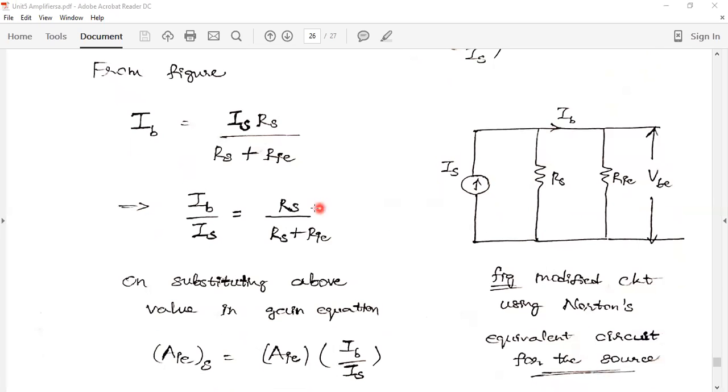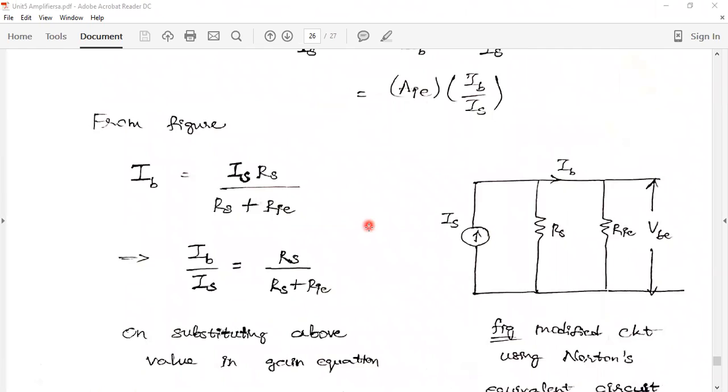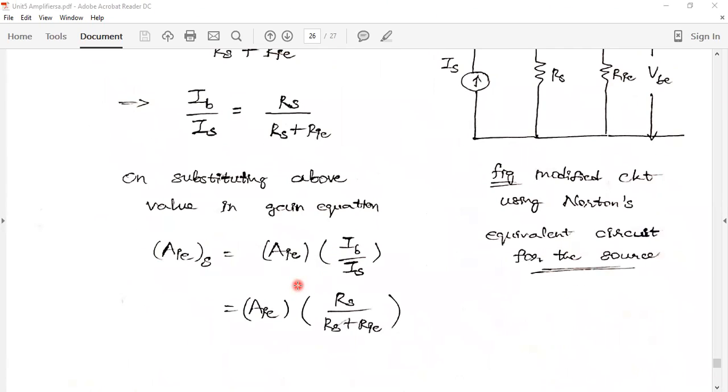Plus RIE. That implies IB by IS is equal to RS by RS plus RIE. On substituting this equation in the above term, that is, substituting in this term, and AIE of S.